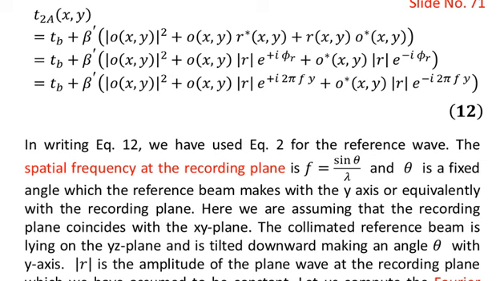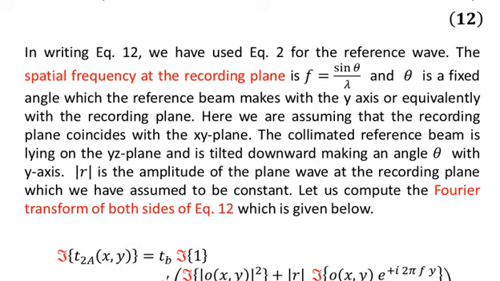And theta is a fixed angle which the reference beam makes with the y-axis, or equivalently with the recording plane. Here we are assuming that the recording plane coincides with the xy plane. That is, the recording plane is placed at the xy plane. The collimated reference beam is lying on the yz plane and is tilted downward, making an angle theta with the y-axis. |R| is the amplitude of the plane wave at the recording plane, which we have assumed to be constant.